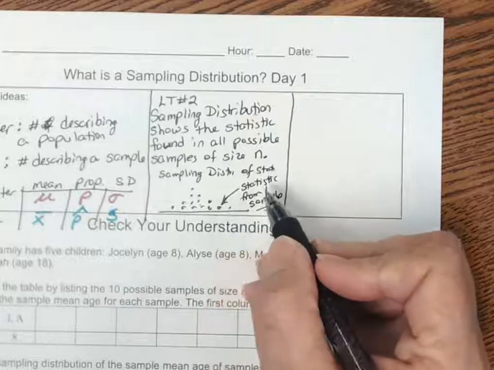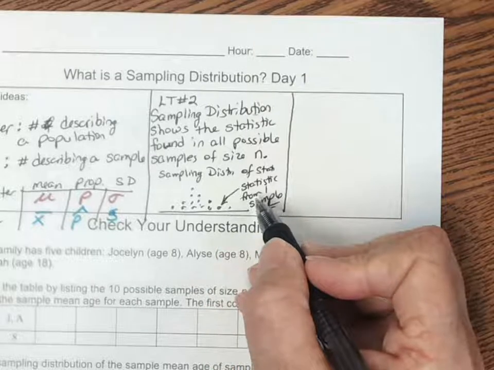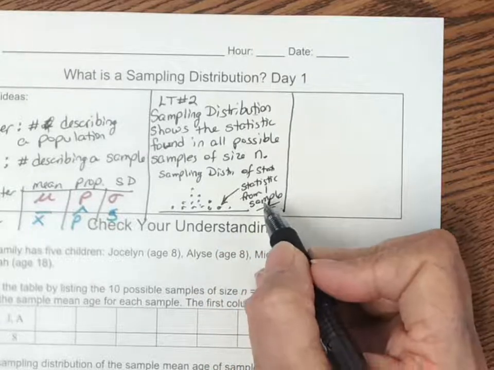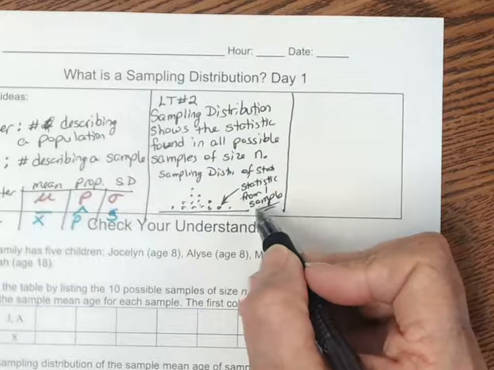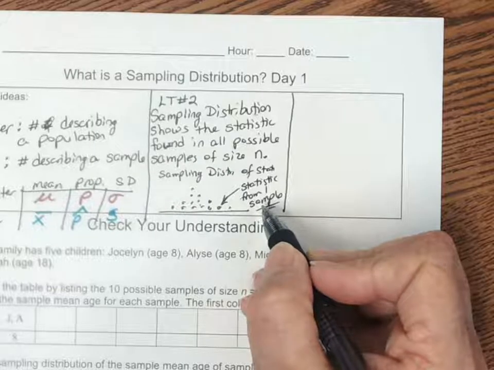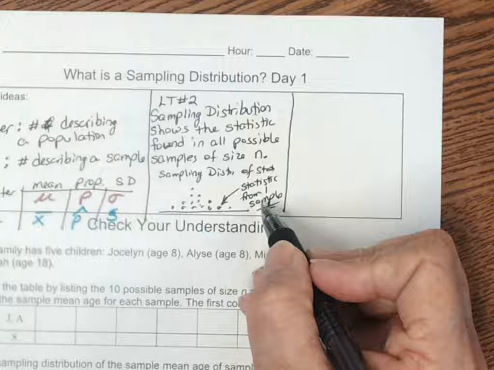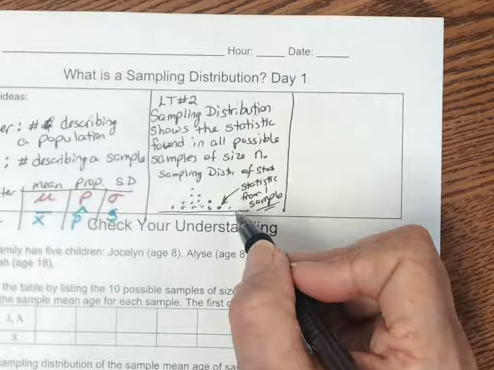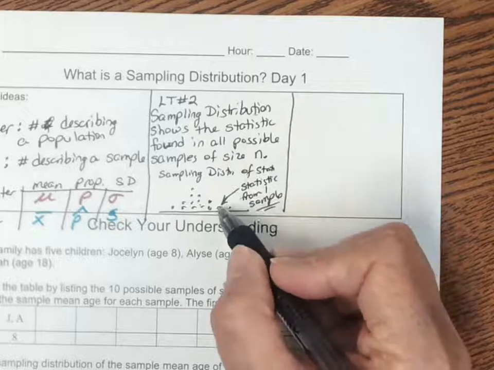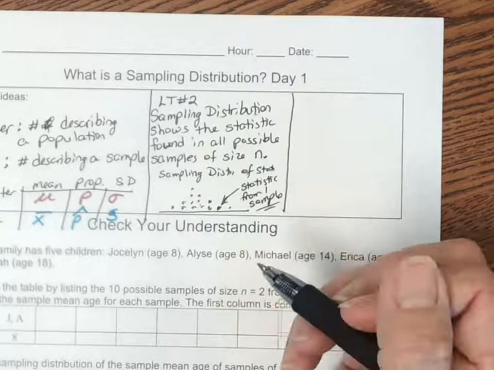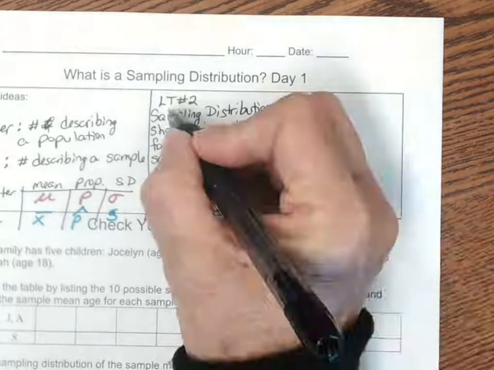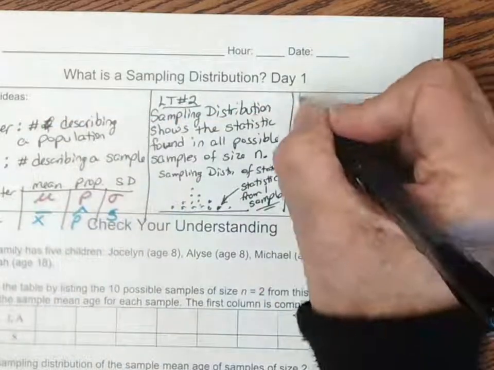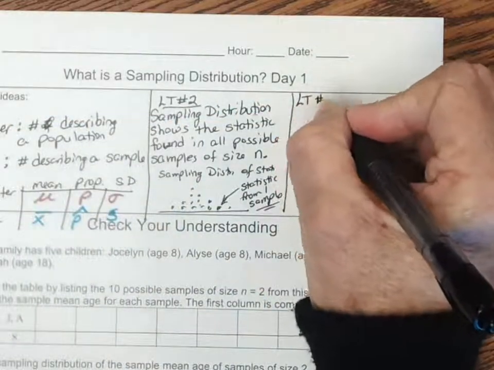Each dot represents the statistic from a single sample. The sample could have had 10, it could be the mean from 10, it could be the mean from 2. It could be a proportion, we'll get into that later on. But it's from the sample. It's not an individual element from the population. Okay, and then finally, we have learning target number 3.